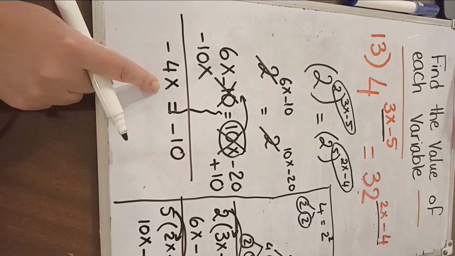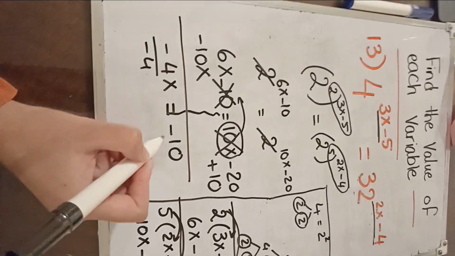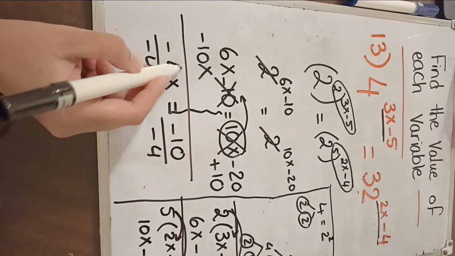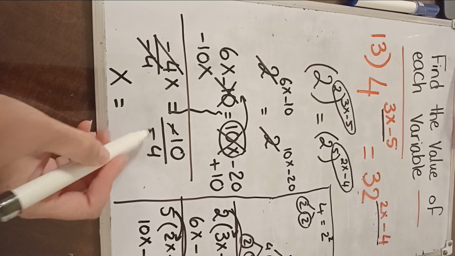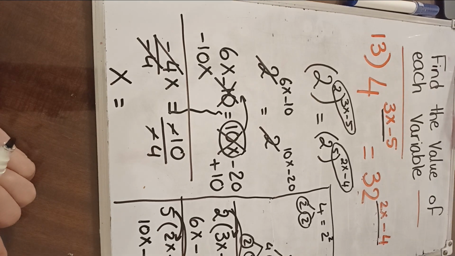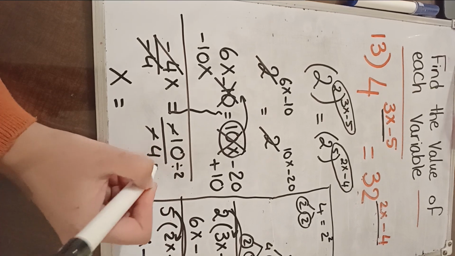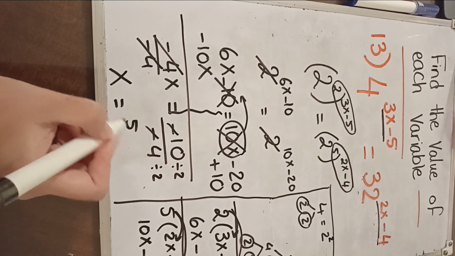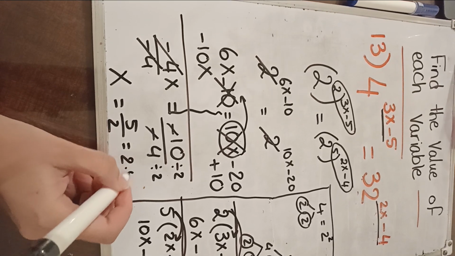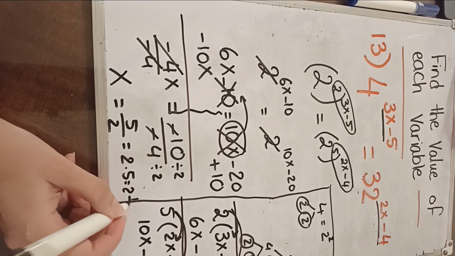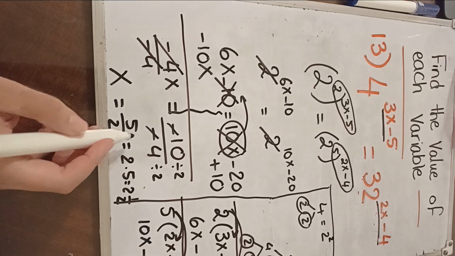Since I have negative 4x and I want to end up with x, I'm going to divide this side by negative 4, and I'm going to divide this side by negative 4. These two will cancel out, and I'm going to be left with x equals negative divided by negative. They cancel out. 10 and 4, both of them can be divided by 2. So it's going to be 5 over 2, which is the same as 2.5 or 2 1/2. If you just leave it as 5 over 2, it's acceptable, and that's the correct answer.